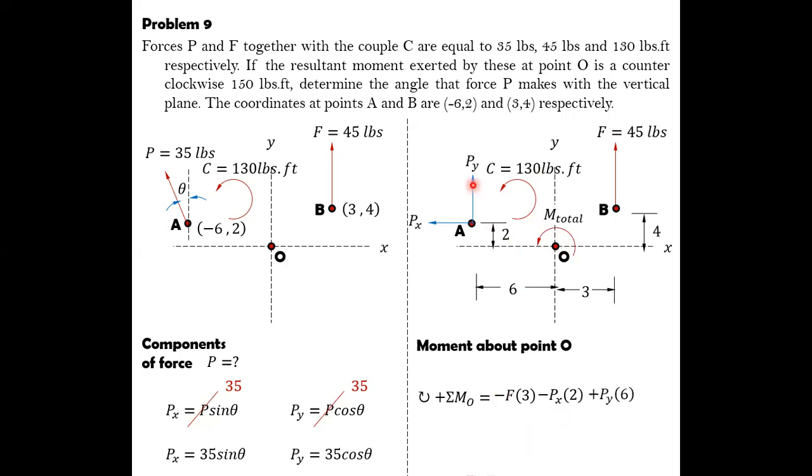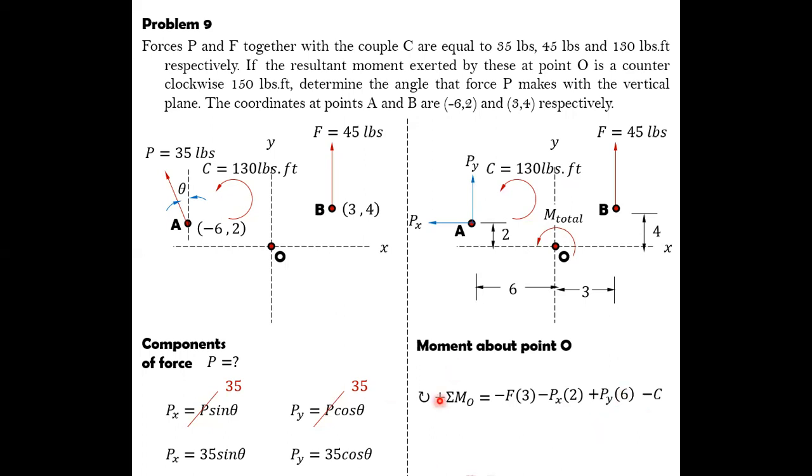And the next is C, the couple. Take note, couple is a moment. So there is no need for us to use the formula force times distance. The 130 is already the magnitude of the moment, because it is already expressed in terms of moment by its unit. It is in pounds feet, which is the standard unit of moment under the English unit, if you can still remember. Because its rotation is counterclockwise, it is negative C. And that's it.